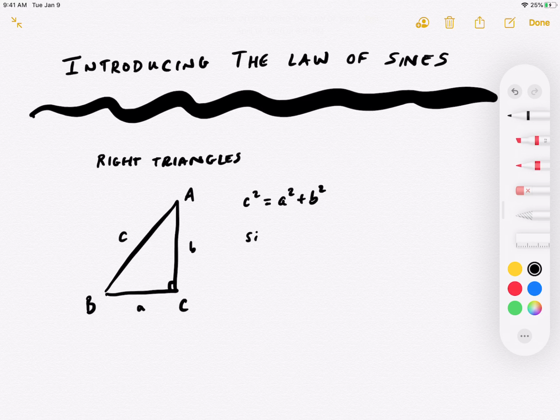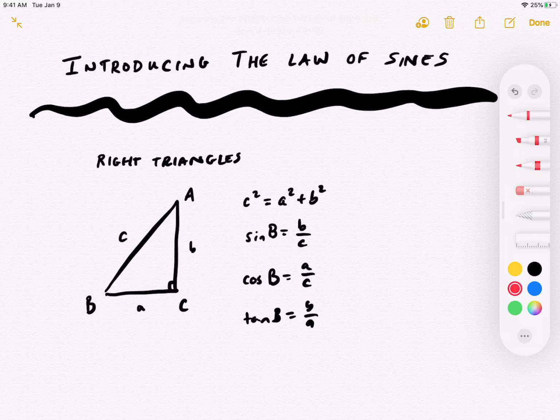You might also tell me that the sine of angle B is equal to b over c, that the cosine of angle B is equal to a over c, and the tangent of angle B is equal to b over a. You could probably tell me a heck of a lot more than that, but those are really the basics that probably pop into your head right away.